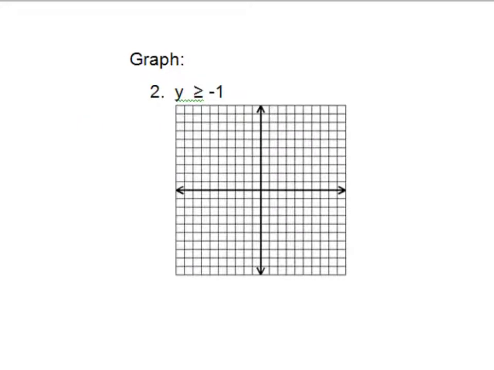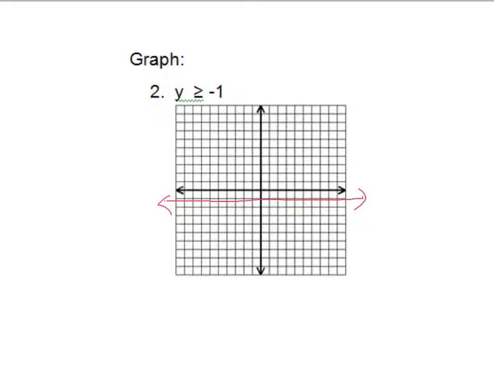Okay, so example 2 in our notes says to graph y is greater than or equal to negative 1. Alright, so this is going to be a horizontal line. This is where I have a slope of 0. And it's greater than or equal to, which means that it's going to be a solid line.